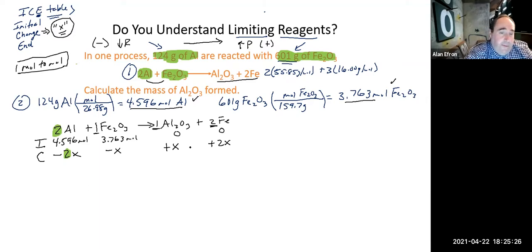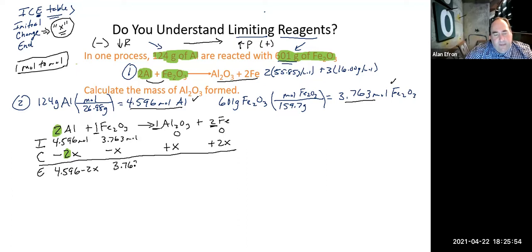Okay, so what we're going to do now is go to the end here. And again, when you take 200B, it will be called equilibrium. But we'll go to the end. And what we're going to do is basically just carry down everything. I'm going to get rid of the moles just to not make it so messy. But remember, these are moles we're dealing with. So this is going to be 4.596 minus 2x. This is going to be 3.763 minus x. And this is going to be x. And this is going to be 2x. Any questions on what we just did there?